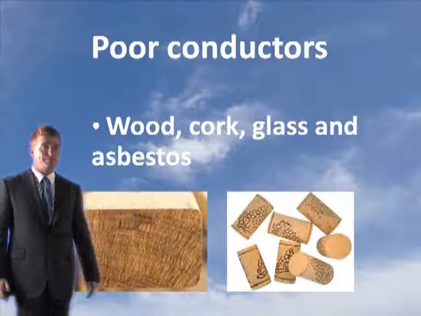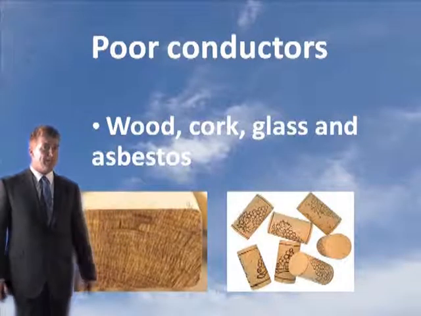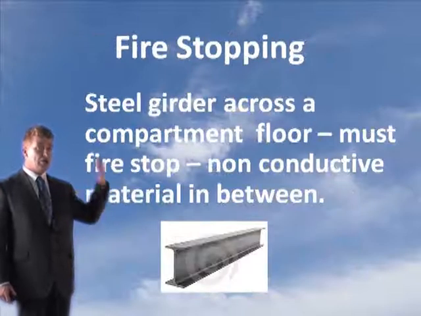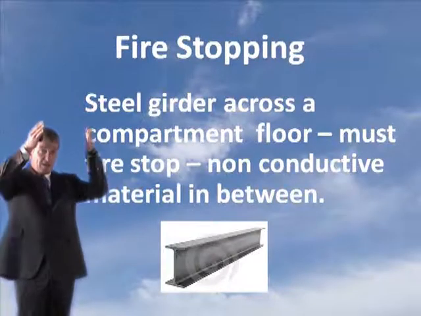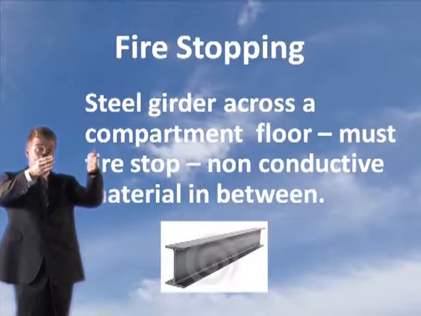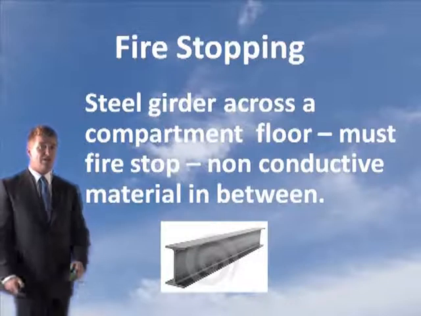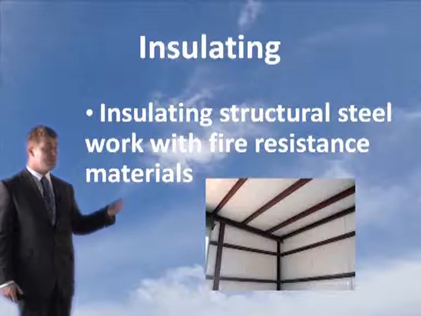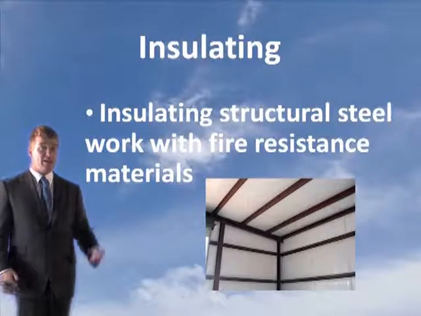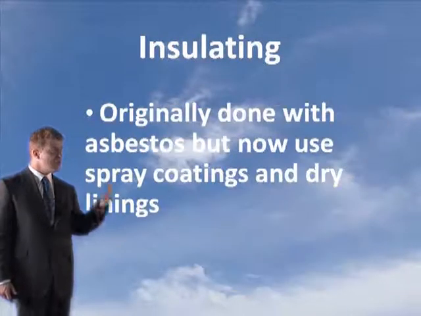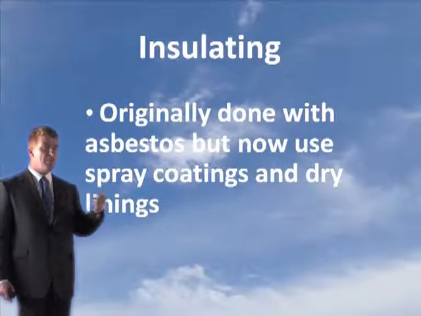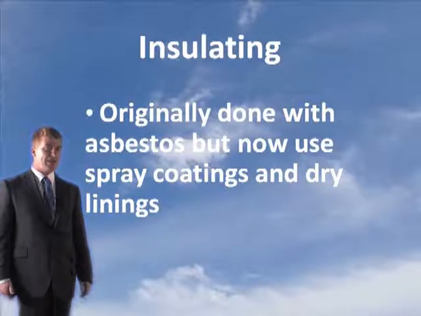Due to conduction. How do you prevent fire spreading from conduction then? Well, for example, a steel girder across the compartment wall must be fire stopped. So basically you put something in between that's a poor conductor to stop the heat travelling across. You can insulate structural steel with fire resistant materials to stop the heat getting to it. Originally they used to do it with asbestos, but we know the problems with asbestos. Now they use spray mineral coatings and dry linings.